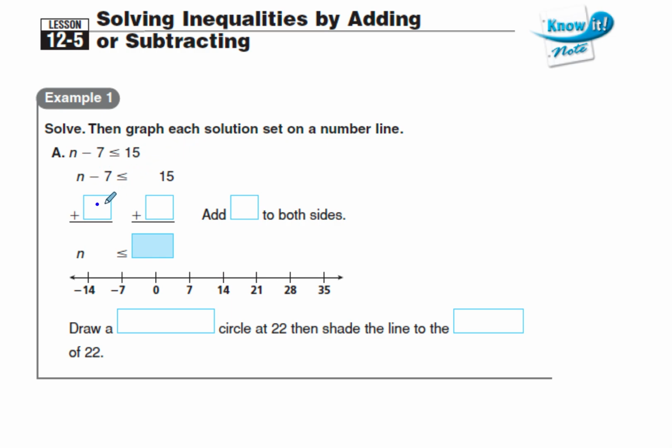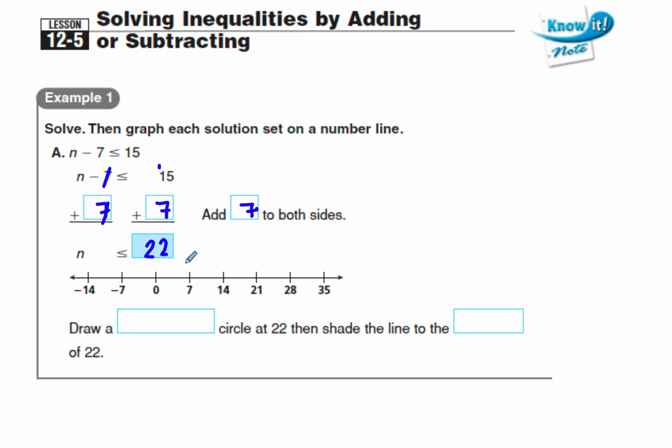So this was a minus 7. We're going to add 7 to both sides. Negative 7 plus 7 is 0, so we're left with n. Our inequality symbol comes straight down. And then 15 plus 7, let's see, 5 plus 7 would be 12, and then 1 plus 1 is 2. So n is less than or equal to 22.